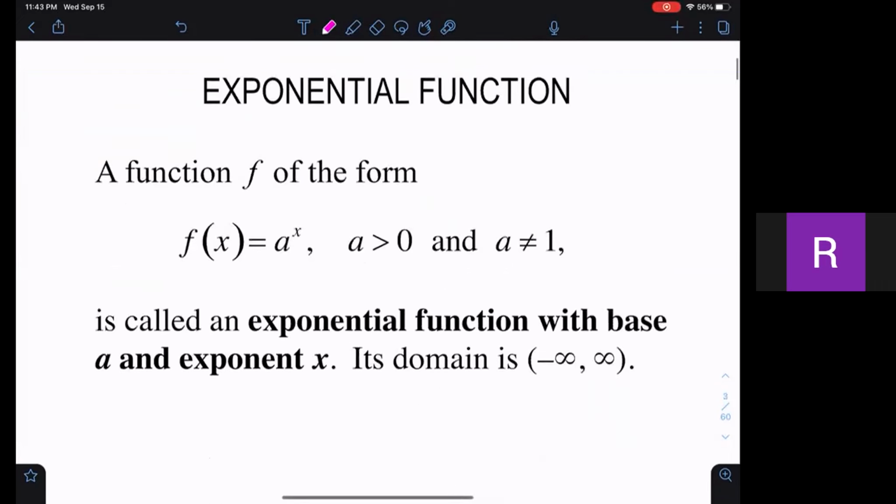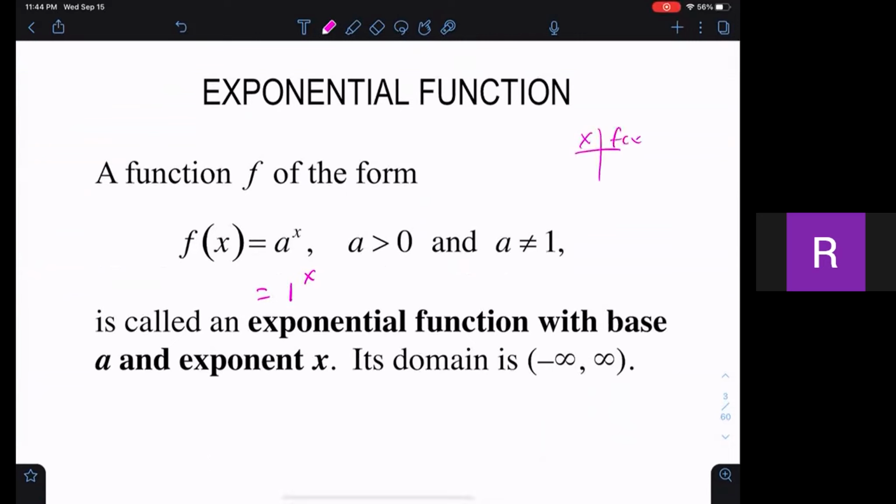So here, an exponential function is a function f of the form f of x equals a to the x, where a has to be greater than 0, and it cannot be equal to 1. It cannot be equal to 1 because if a equals 1, whatever value you put for x, you're always going to get a constant, the same number basically.